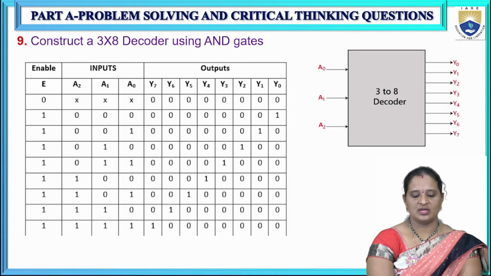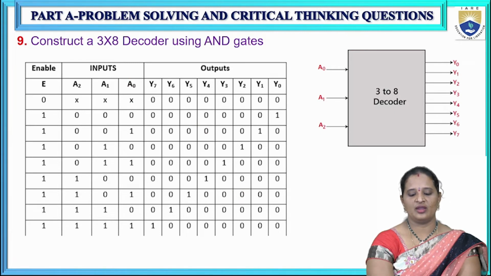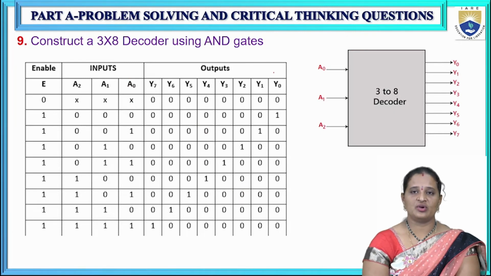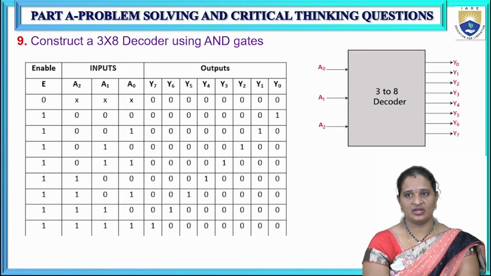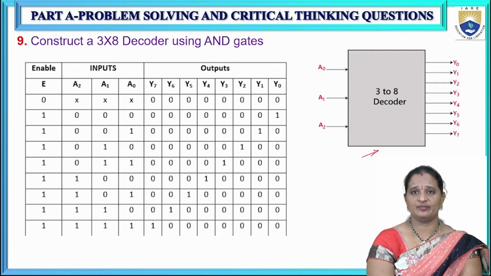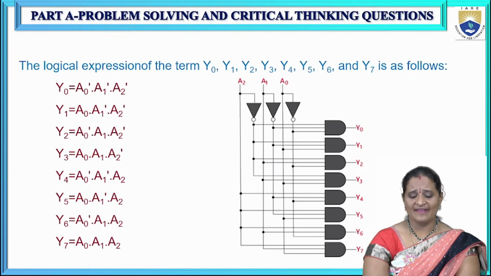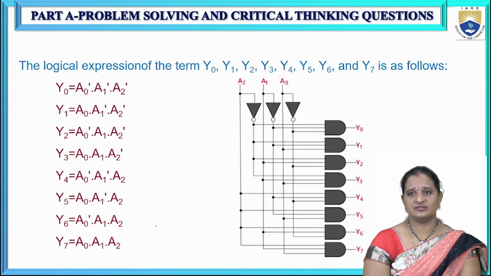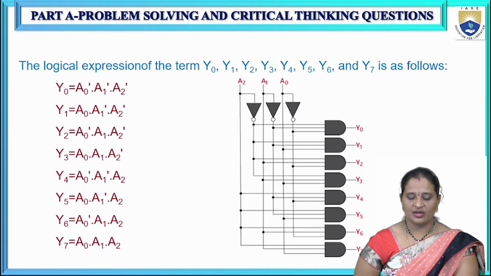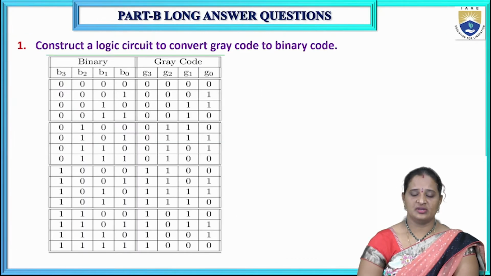Construct a 3 to 8 decoder using AND gates. So we need to construct a 3 to 8 decoder. First define a decoder and what is a 3 to 8 decoder. So draw the block diagram, give its truth table and then get the Boolean functions of all the outputs and implement them using logic gates. So this is how you can answer this question.